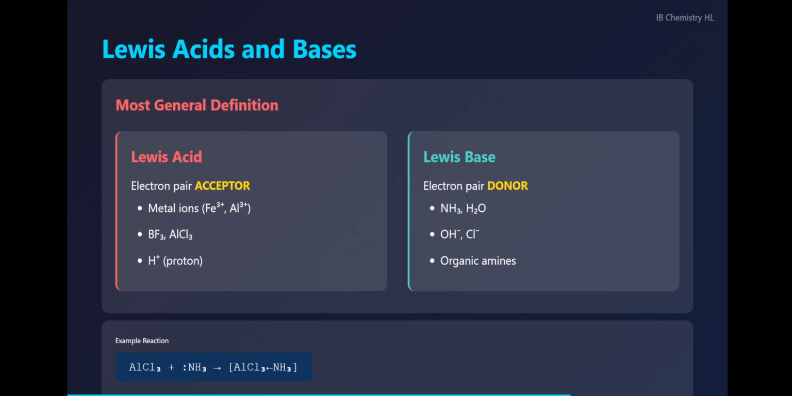This theory is particularly useful in explaining the behavior of complex ions and the catalytic activity of certain compounds in organic reactions.